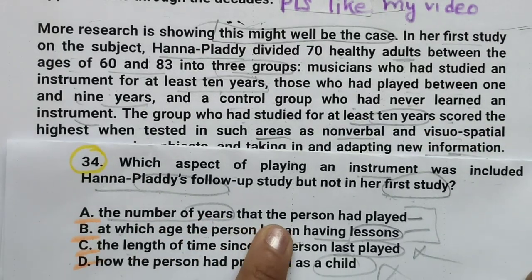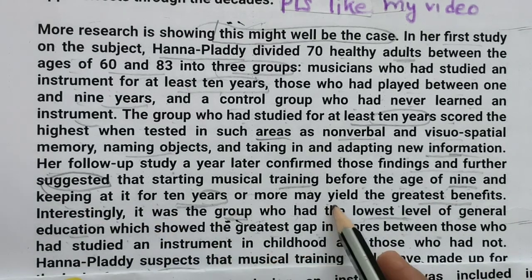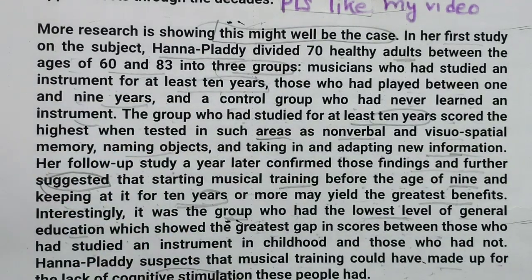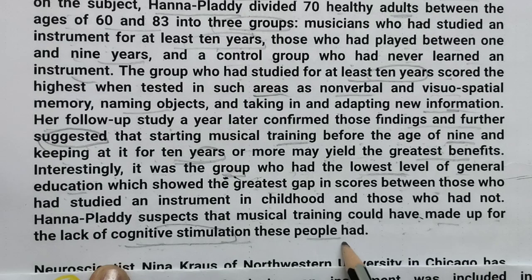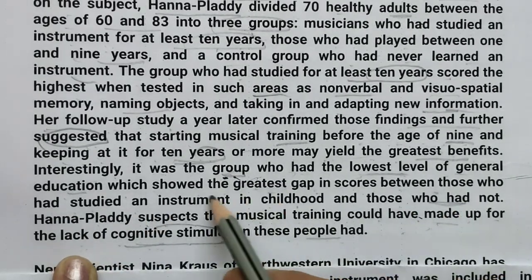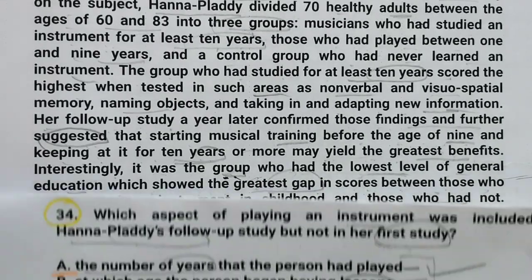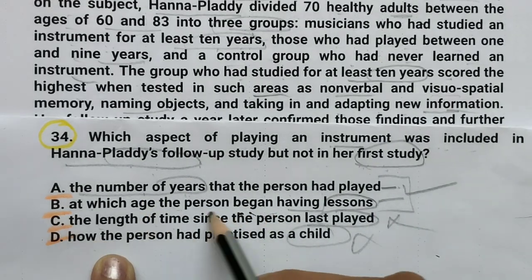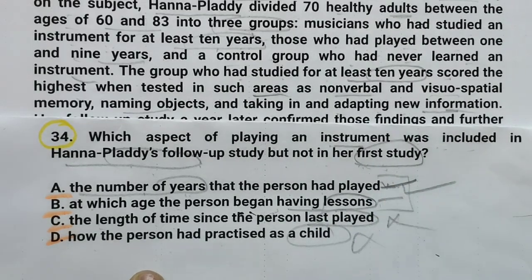The number of years the person had played, before the age of 9, keeping it for 10 years. I think the number of years that the person had played, see, at the end they are also saying the same thing. Musical training could have made up for the lack of those who had studied an instrument in childhood and those who had not, which showed the greatest gap in scores. So according to me, we should keep it A. If at the beginning, this also can be, but yeah, I am looking for this.